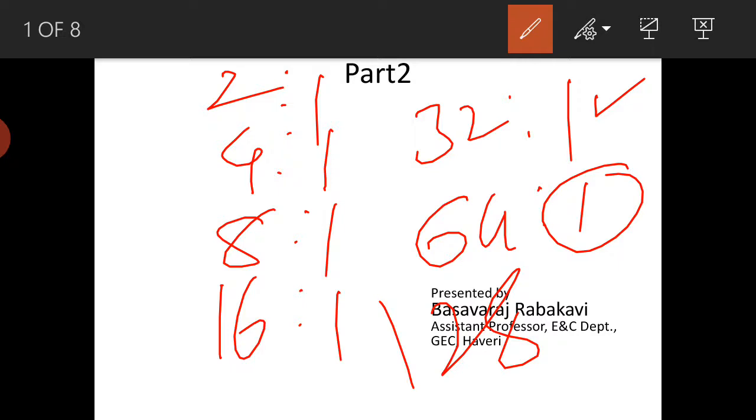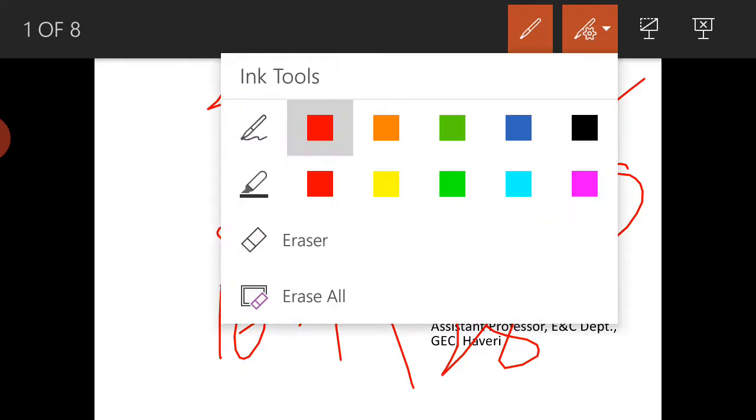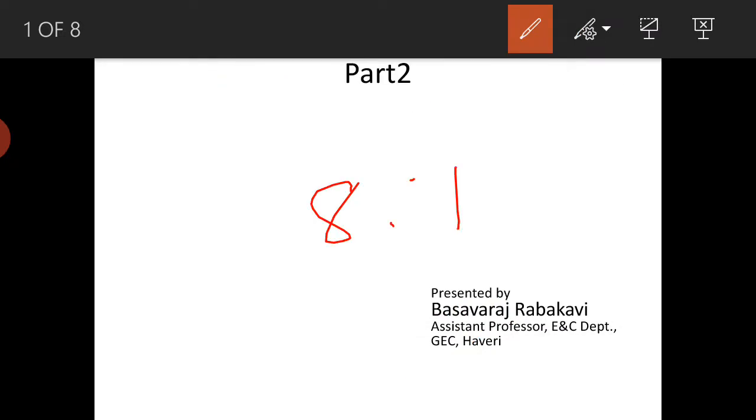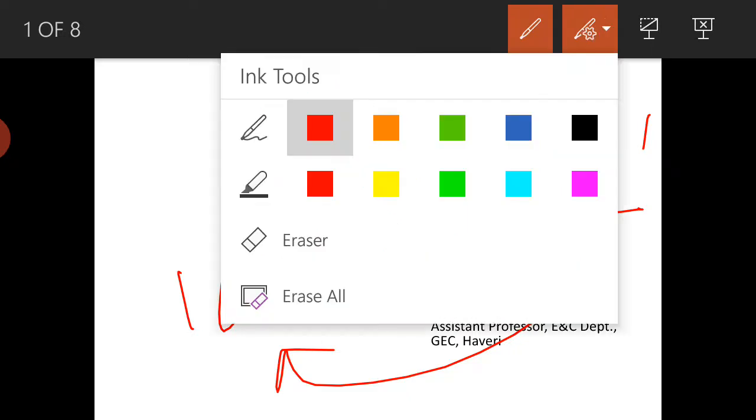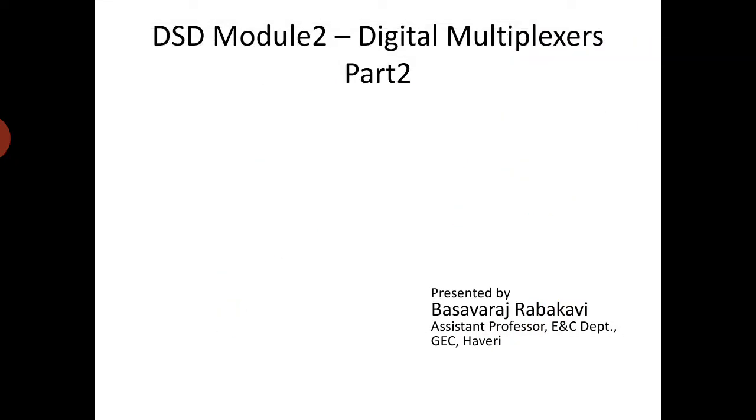We also saw how to construct larger multiplexers, for example how to construct 8:1 using 4:1, how to construct 16:1 using 8:1 or 4:1, and how to construct 13:1 using 16:1. All these constructions of different multiplexer circuits we saw in the previous class. Today we will see how multiplexers are used to realize Boolean functions.